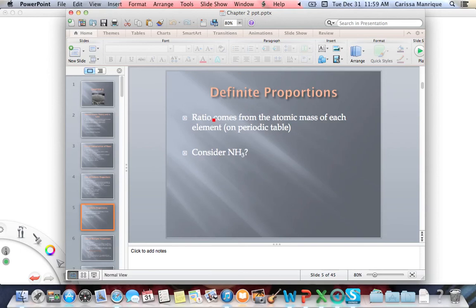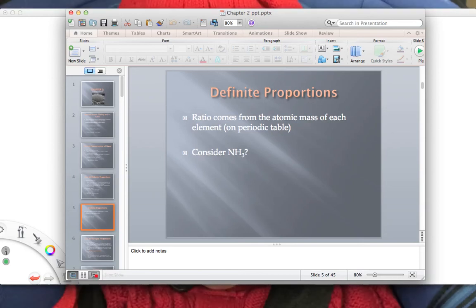So what's the ratio for nitrogen to hydrogen? Well, nitrogen weighs 14 on the periodic table, hydrogen weighs 1, but there's 3 of them, so you're going to do 14 divided by 3.